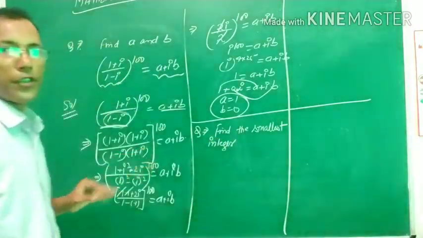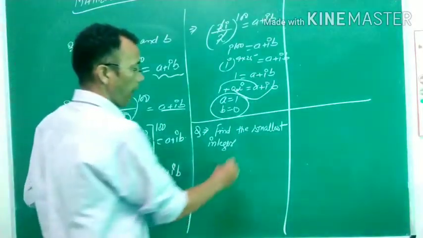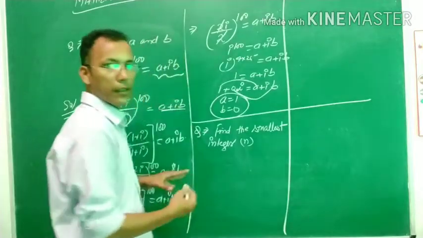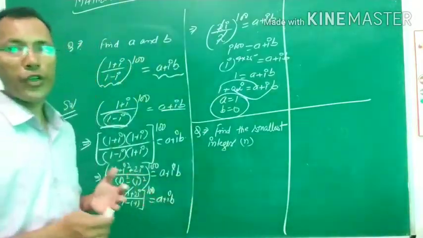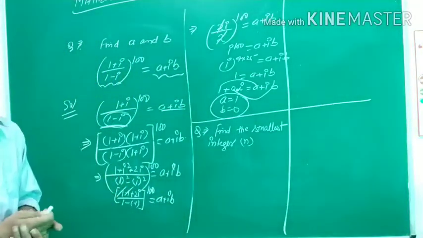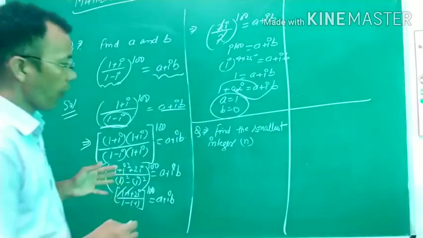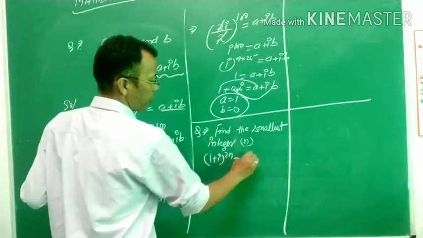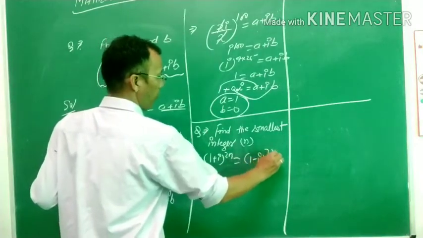Find the smallest integer n which satisfies the given conditions. The condition is (1 + i)^(2n) = (1 - i)^(2n).